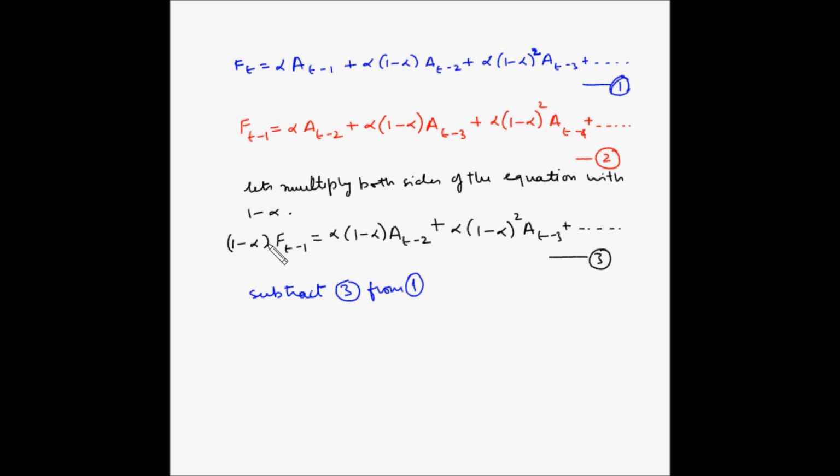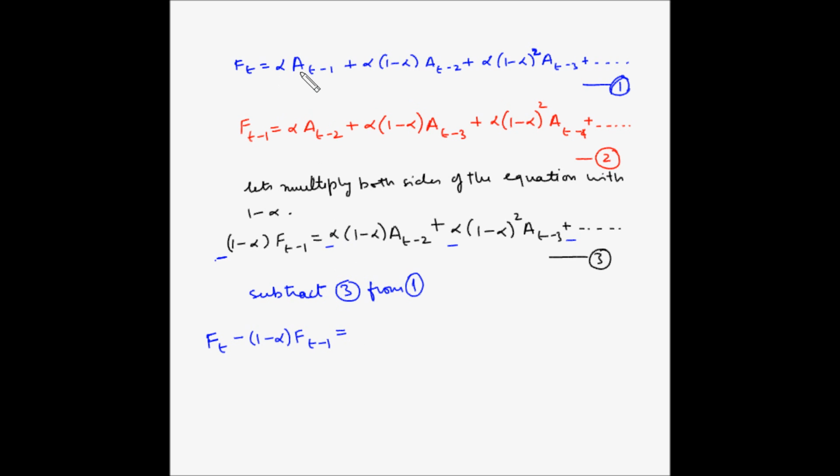So this one we are subtracting from this one. So here we'll put everything as minus, minus, minus, minus. So ft minus 1 minus alpha into ft minus 1. So let's put the left hand side first. So ft minus 1 minus alpha into ft minus 1.